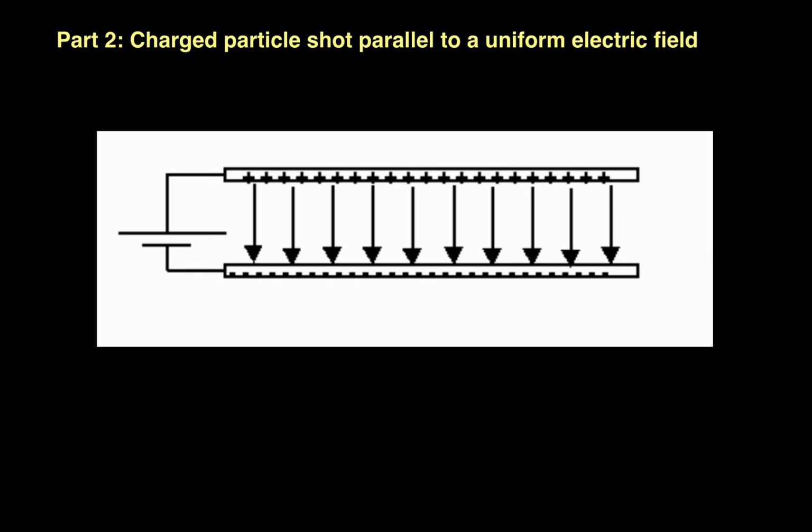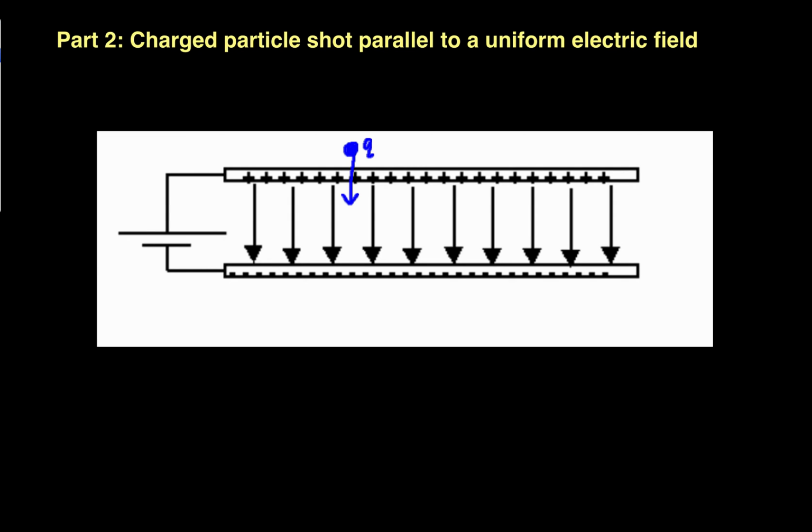Part 2. A charged particle shot parallel to a uniform electric field. In this part, we look at the first kind of parallel plate problem. In these questions, a charged particle, we'll call it Q, is shot between the two plates parallel to the field. As a result of the forces on the charge, it either speeds up or slows down.